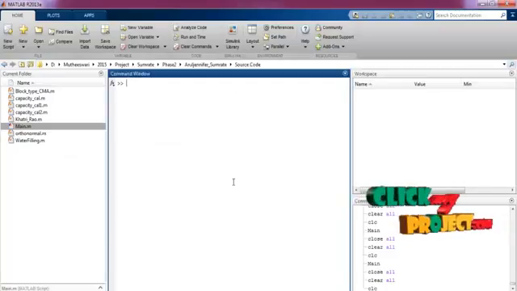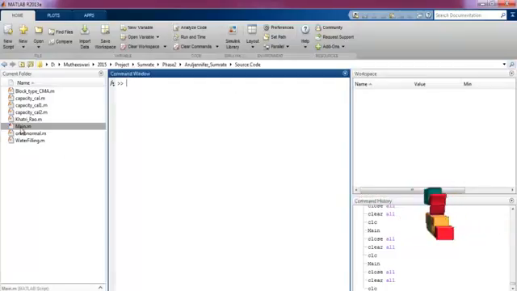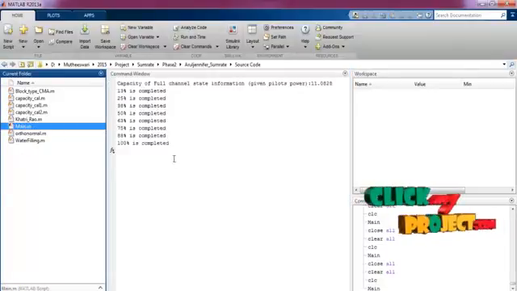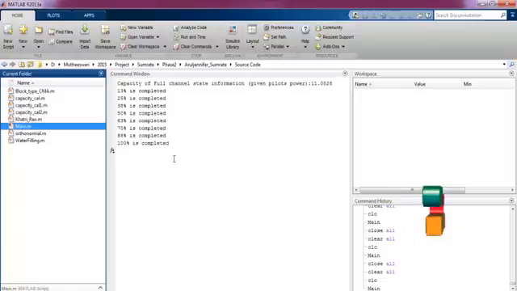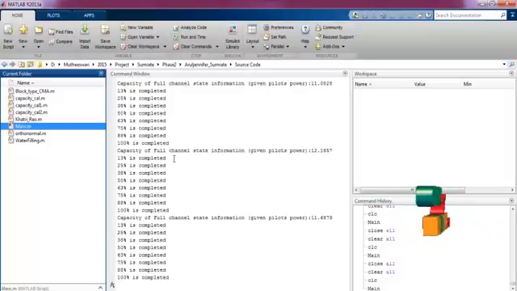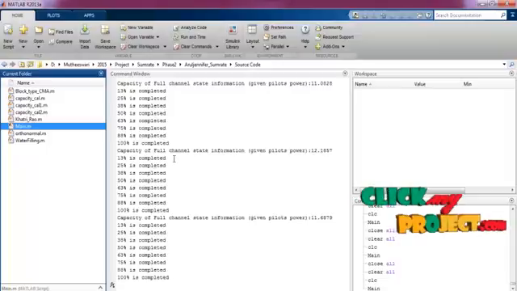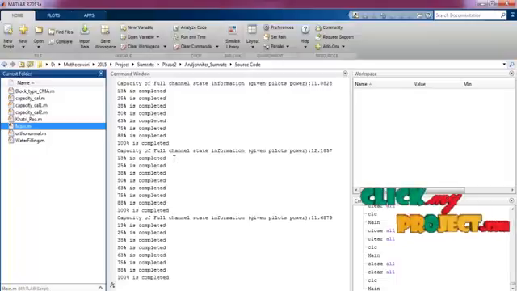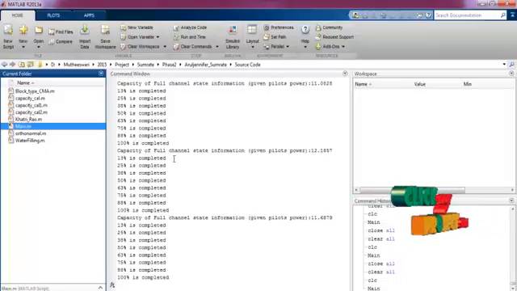Let me discuss the running procedure for our process. Select the main.m file in the current folder, open the file and run it for executing this process. Here, the capacity of full channel state information for every subcarrier is calculated. After completion of capacity estimation, we will obtain the capacity graph for all our subcarriers. This process will take some time to execute.